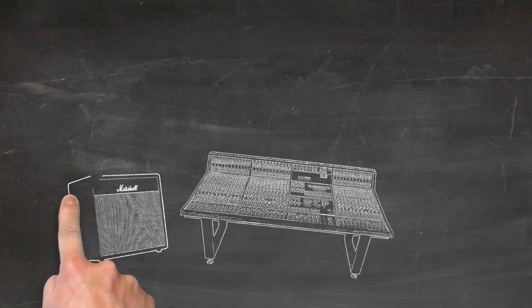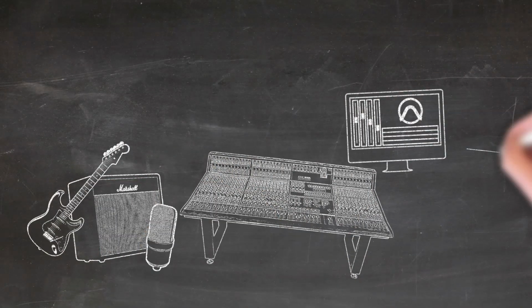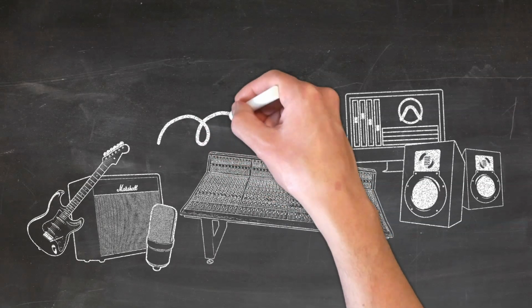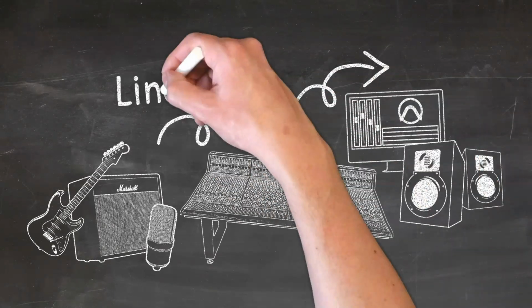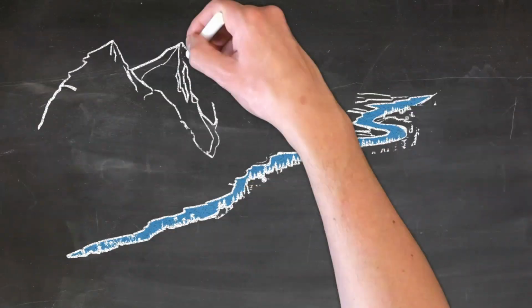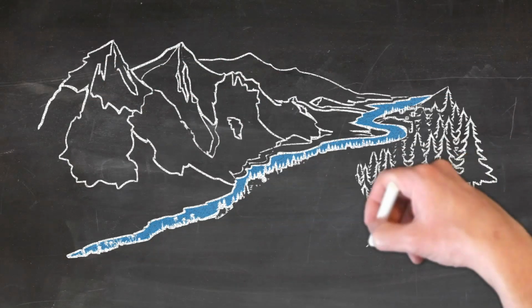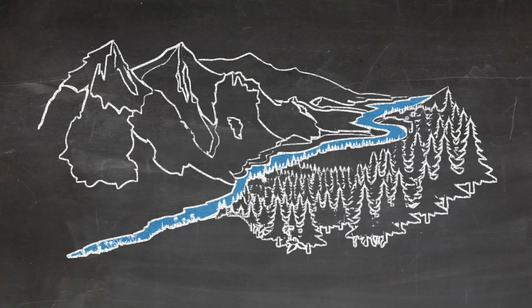Signal flow is always linear. When signals are sent into the desk, they will follow a set path from the original sound source to coming out of the studio monitors. This is much like how a river flows from a source to its final destination. We will use this analogy throughout the video.